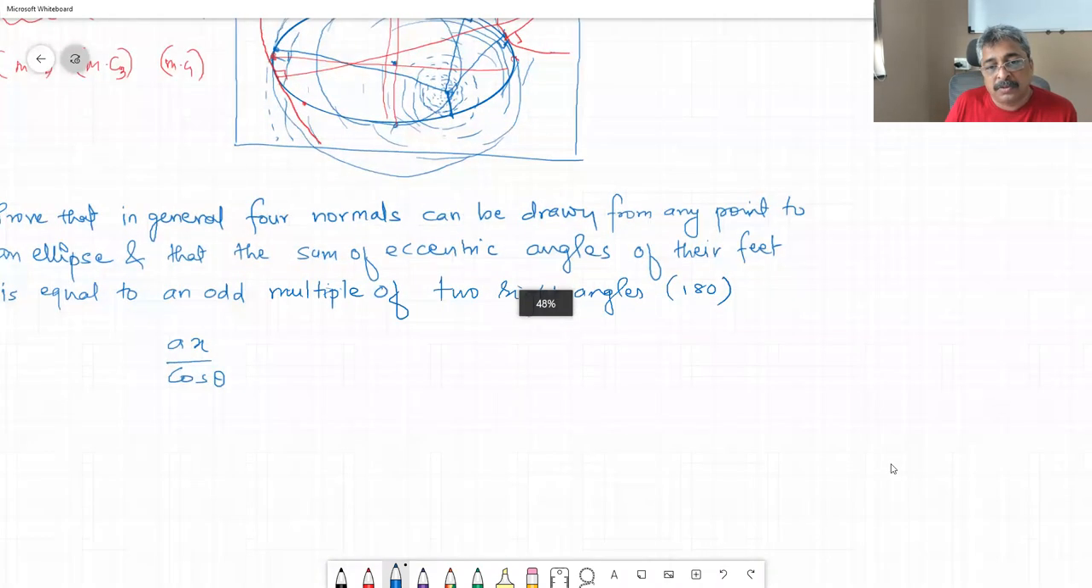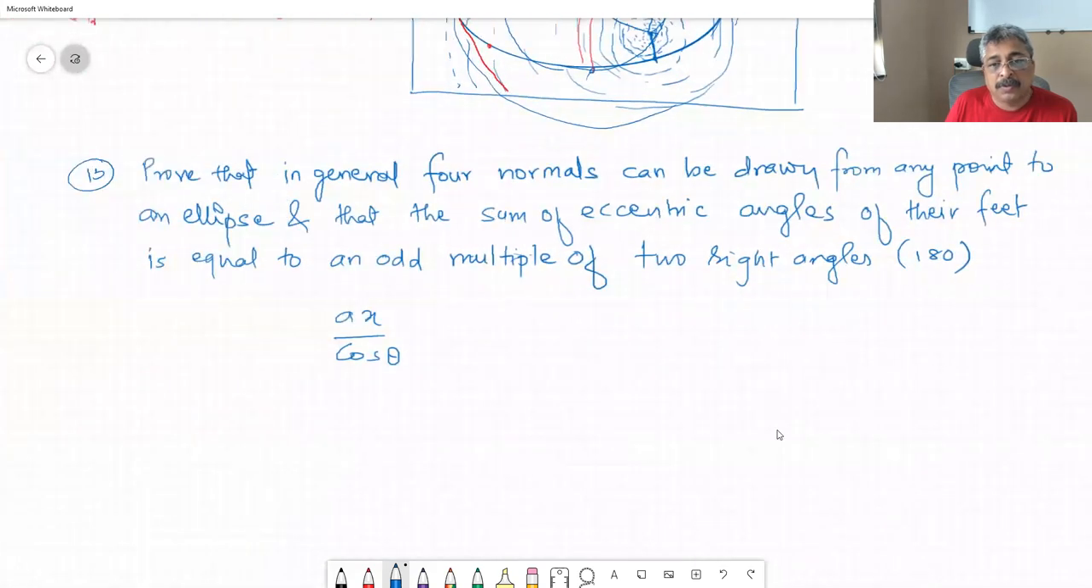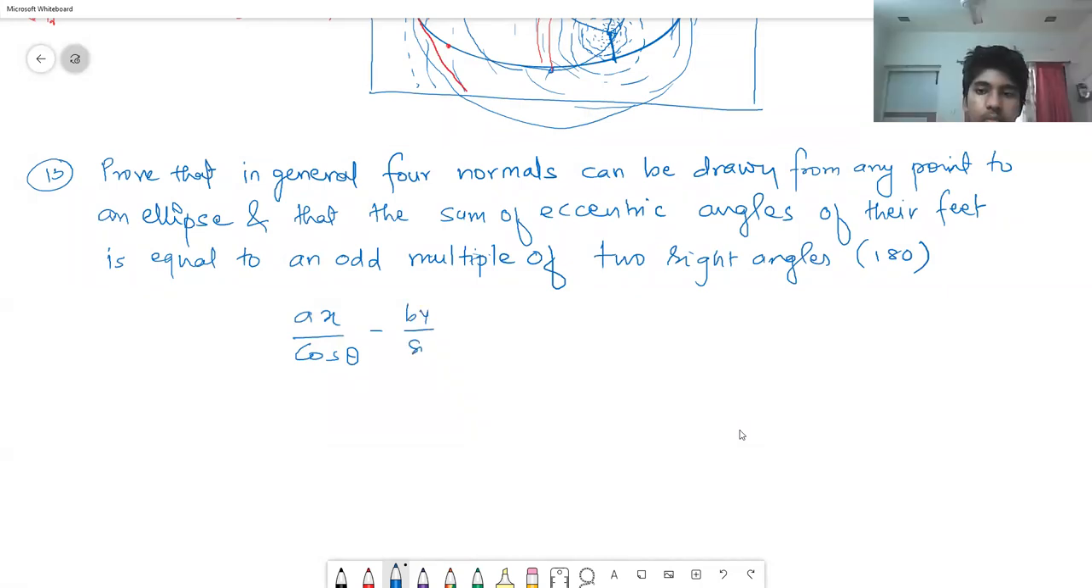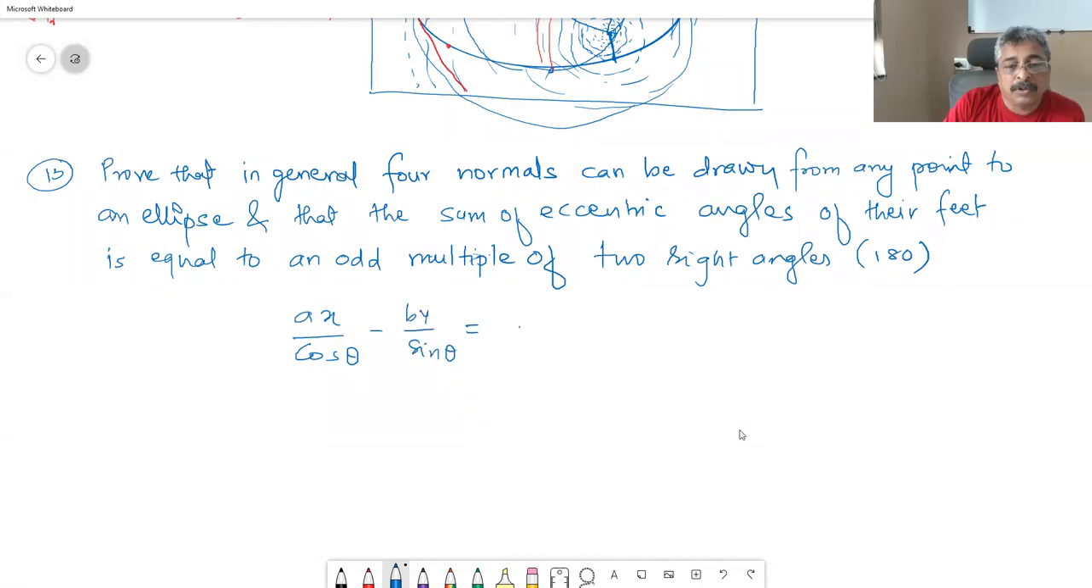ax upon cos theta minus by upon sin theta is equal to a square minus b square. Now can we write a square e square for a square minus b square? Yes. So this theta is our eccentric angle.